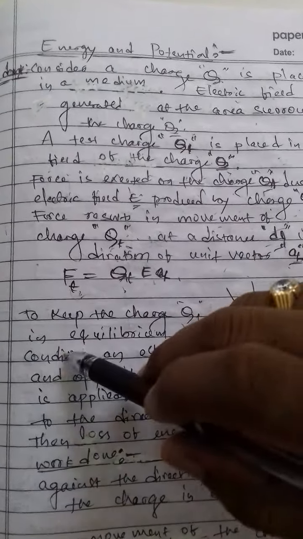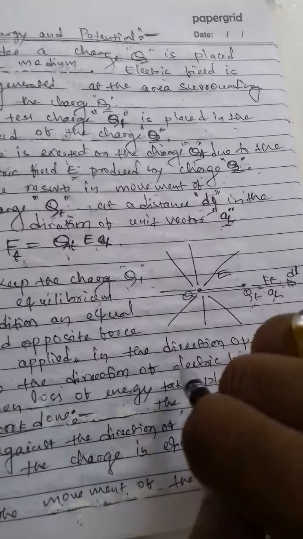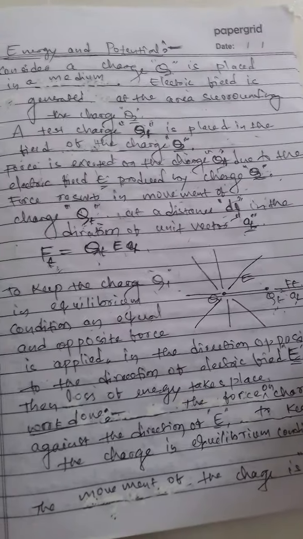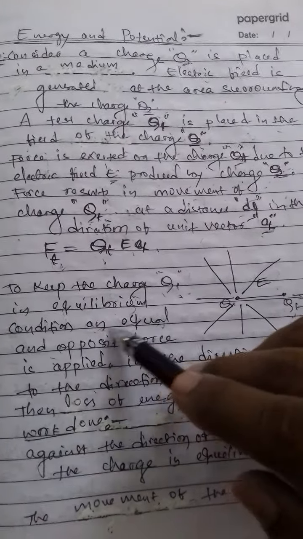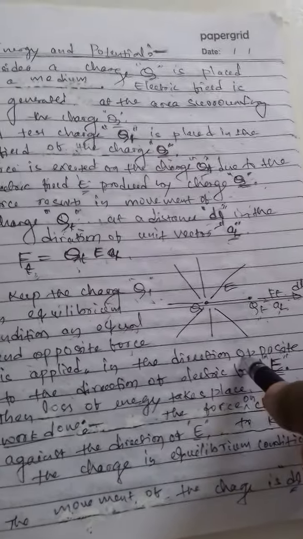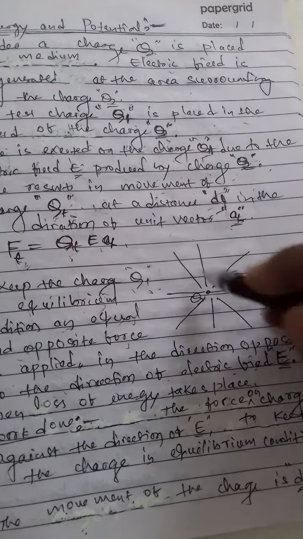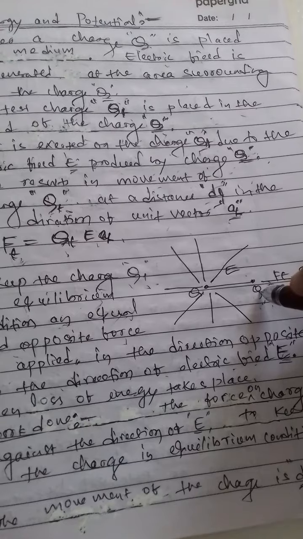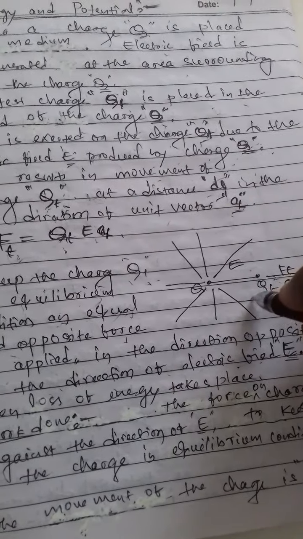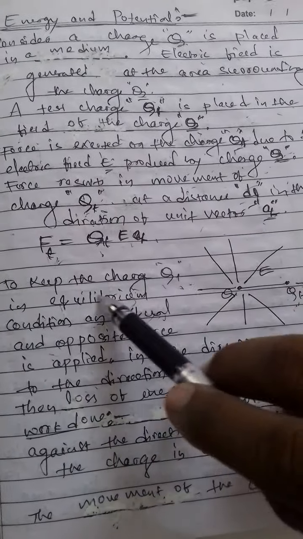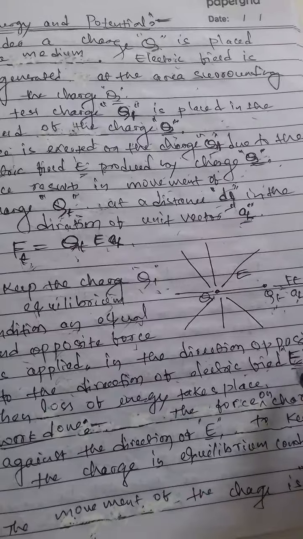To keep the charge Qt in equilibrium condition, an equal and opposite force is applied in the direction opposite to the direction of electric field E. Because when the force is exerted on that charge Qt, the charge is moved a distance dl, so to keep it in equilibrium, an equal and opposite force is applied opposite to the direction of electric field E.